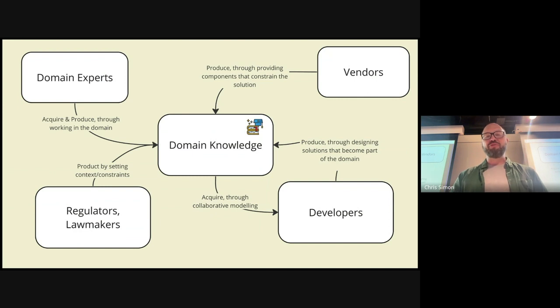But through all these interactions, you can see on this diagram, there's a ton of things that impact domain knowledge. So vendors produce domain knowledge through providing components that constrain the solution. So the solution itself becomes part of the domain. We acquire domain knowledge through collaborative modeling, but also we produce domain knowledge through designing solutions that become part of the domain.